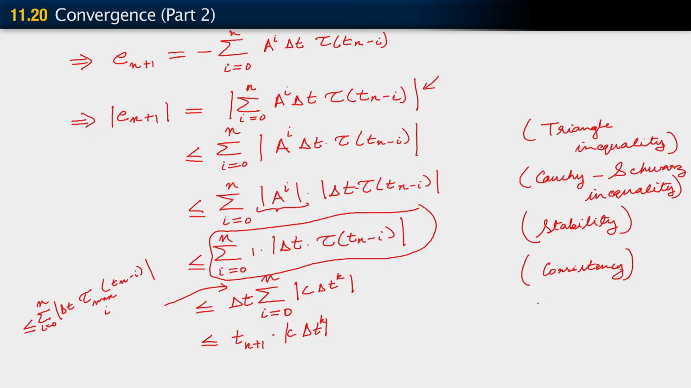Now from here we see that as delta t tends to 0, because k is greater than 0, the right-hand side also tends to 0. The limit as delta t tends to 0 of c delta t to the power k is equal to 0 for k greater than 0. And where do we get this? Why are we allowed to say that k is greater than 0? Once again, it is the result of consistency.